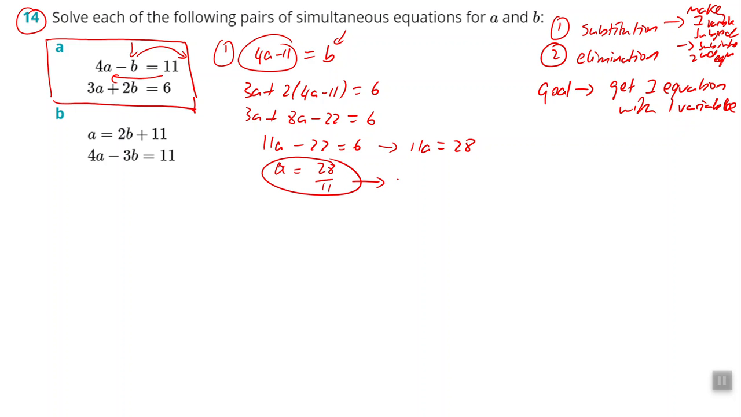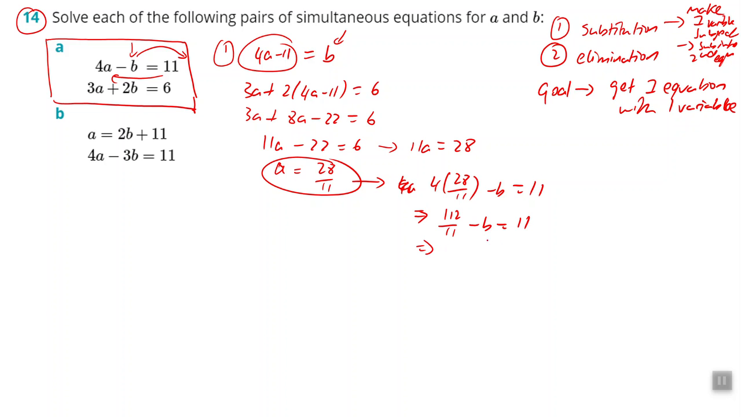So an easy way to solve for b is to sub this back into either one of the equations. I'm going to sub into the easy one because I'm going to sub into equation 1 because it's easier. So I'm going to go 4a minus b equals 11. Our a we already know, it's 28 over 11. Okay, I'm going to expand this. I'm going to work out the number. 4 times 28 is 112. That should be correct. 112 over 11 minus b equals 11.